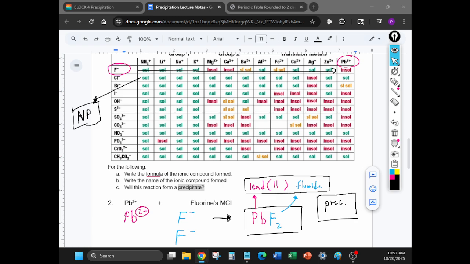Wait, is this like a paper? Mr. O, if my partner gets something wrong, is it on my grade too? Yeah. If you both fail, I'll see both of you next year.